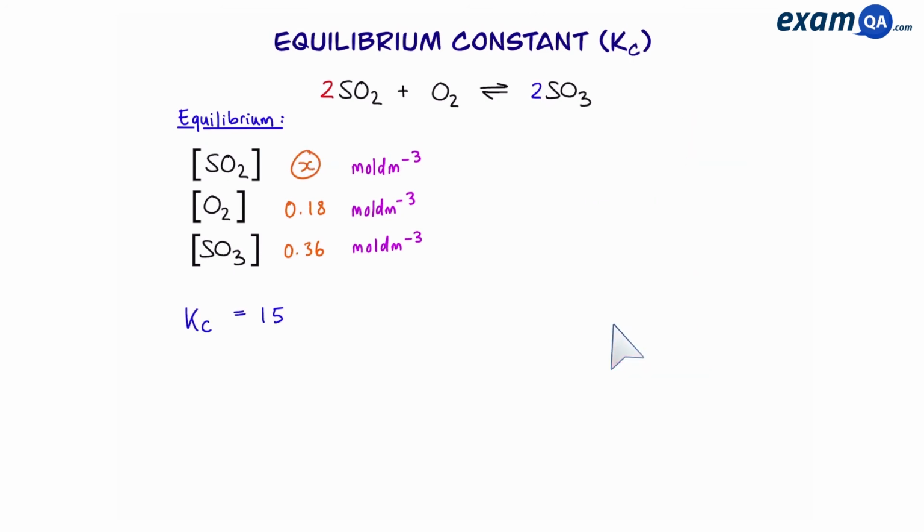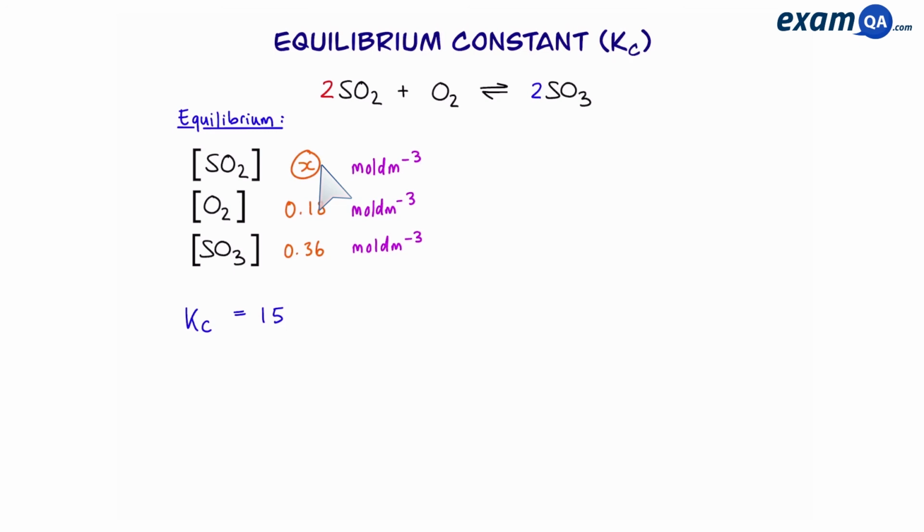Okay, next part. Here's another question based on the same reaction. Let's say we've already been given the value for Kc and the concentration of oxygen and sulfur trioxide at equilibrium. However, we want to work out the equilibrium concentration of sulfur dioxide. This is also a common style of question.